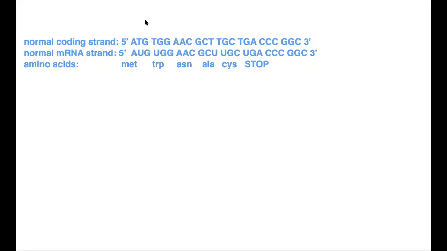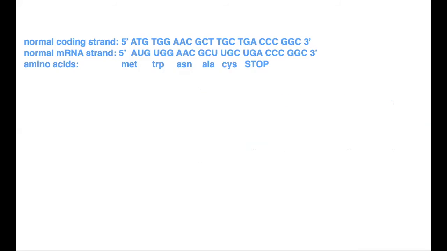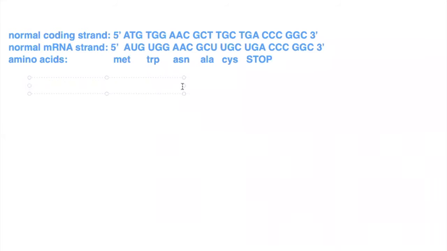A point mutation is a change in a single nucleic acid in the sequence. There are two types of point mutations. A transition changes a purine to another purine or a pyrimidine to another pyrimidine. Examples of this are an A to a G or a C to a T. A transversion is when a purine is changed to a pyrimidine or vice versa. Examples of this are a C to a G or an A to a T.